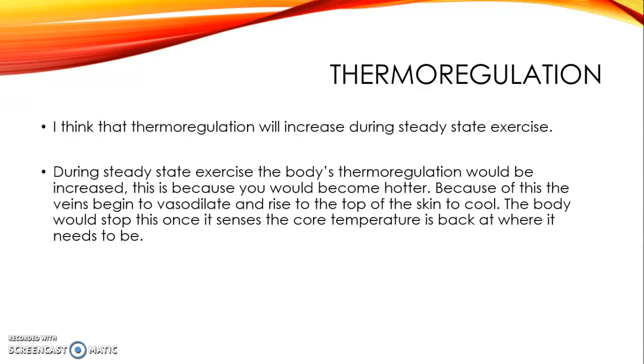And during steady-state exercise, the body's thermoregulation would be increased. This is because you become hotter. Because of this, the veins begin to vasodilate and come to the top of the skin to cool. This is also why you go red. The body would stop this once it senses the core temperature is back where it needs to be, so the veins will then vasoconstrict and sink back into the skin, and that's where the redness is lost from.